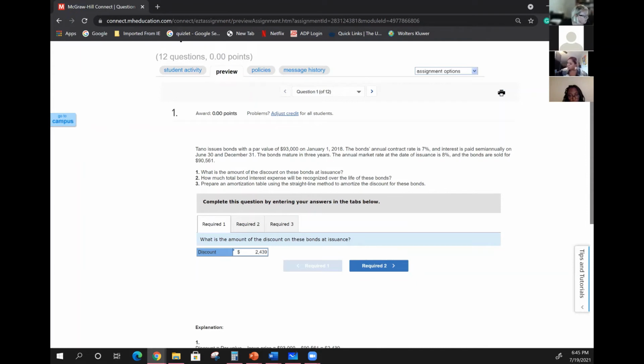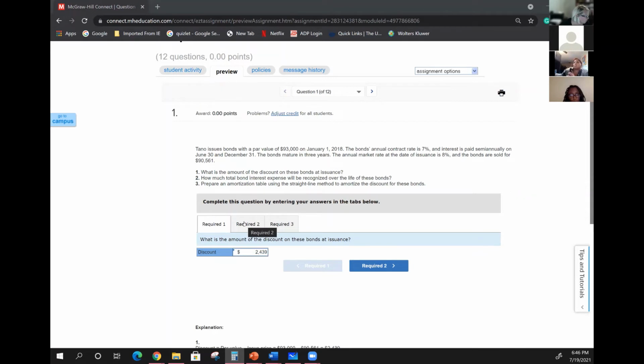So it says, what is the amount of the discount of the bonds at issuance? So the difference between the 93,000 minus the 90,561 is going to give me the amount of my discount, $2,439.